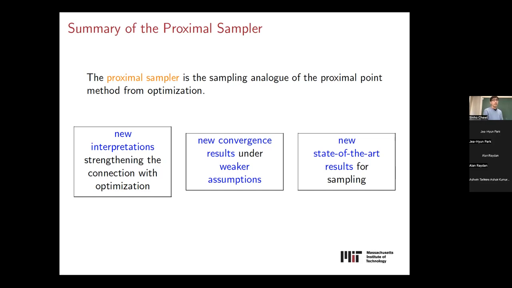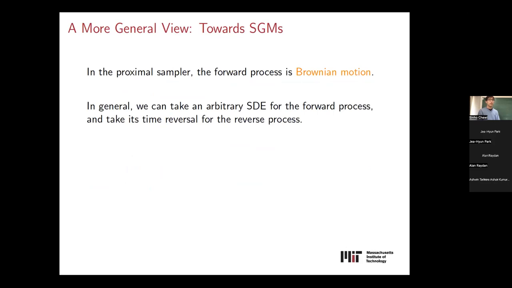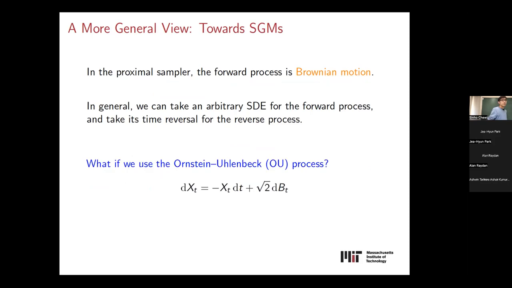Okay, so now I want to step back from the proximal sampler a little bit and take a slightly more general view. And this general view is actually going to lead us into the second part of the talk. So in the proximal sampler, we start off with some forward process, and the forward process was just Brownian motion, but we didn't need to just consider Brownian motion. You can consider some arbitrary SDE for the forward process, and you could take its time reversal for the reverse process. So what happens if you consider other choices here?